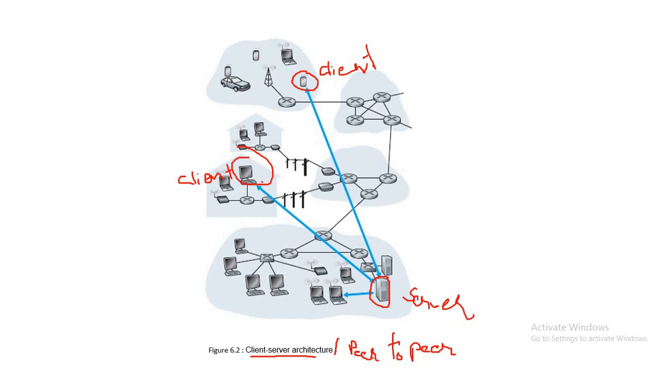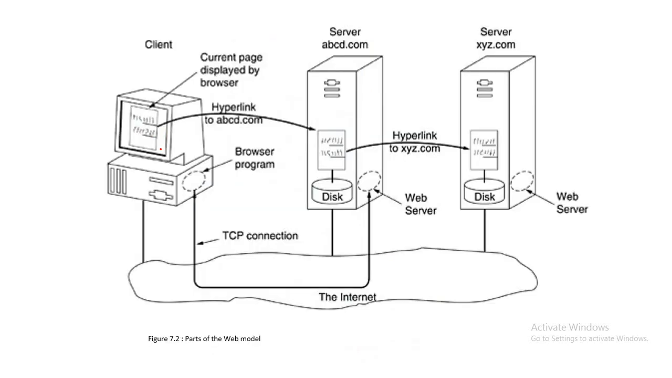Whereas in some cases, there should be communication between a client and another client. Suppose these two clients are communicating with each other. This type of communication is known as peer-to-peer architecture. So we have discussed both types of architecture in detail. We have also discussed World Wide Web.